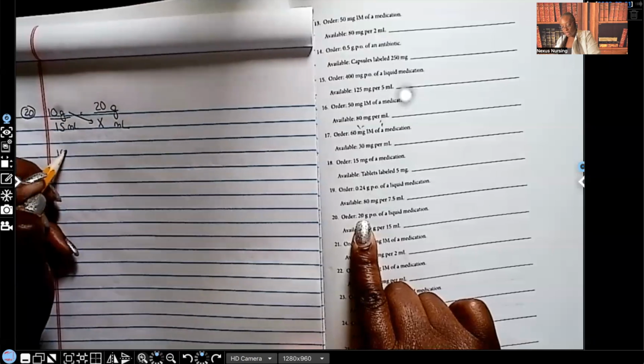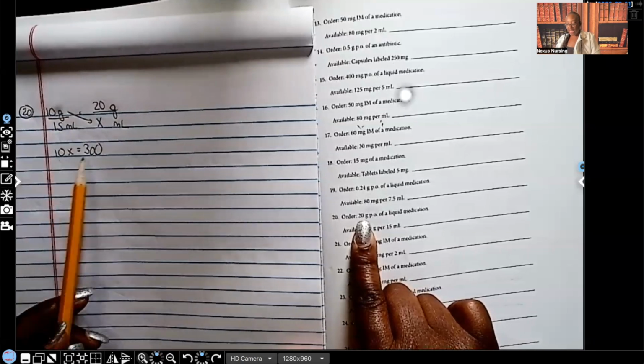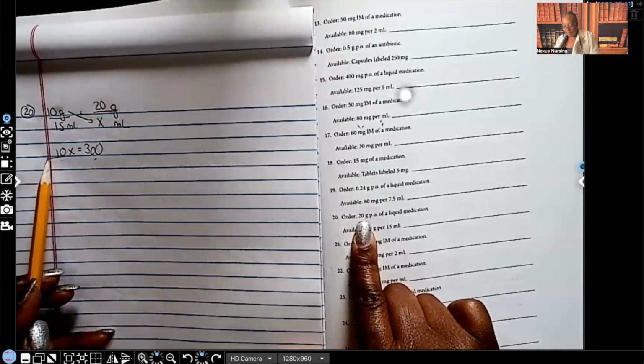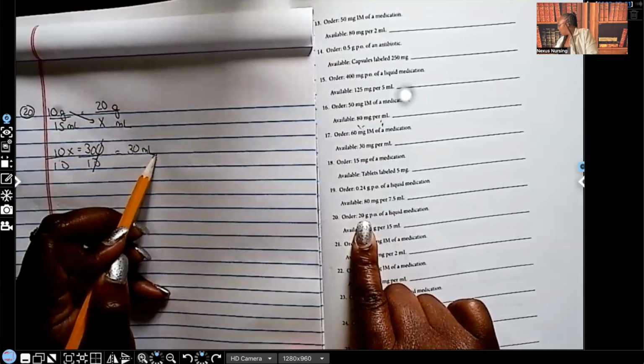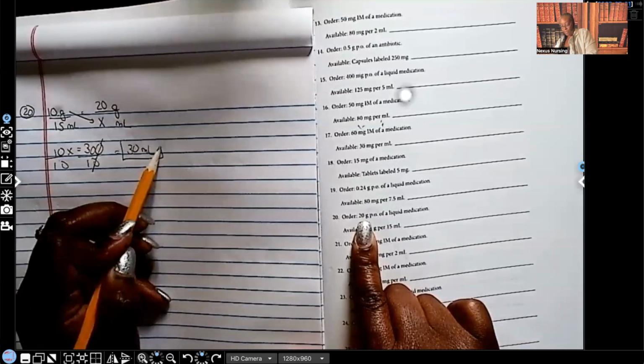Let's cross multiply. 10 times X equals 10X. 15 times 20 equals 15 times 2 is 30. Add on my 0. So now I have 10X equals 300. I got to get the X by itself. Divide by 10, divide by 10. 1 goes into 30 3 times. So my answer should be 30 mLs. Yep.